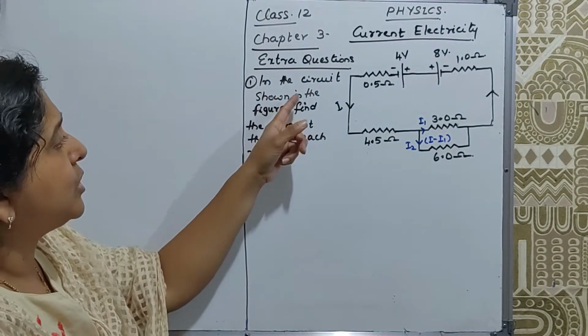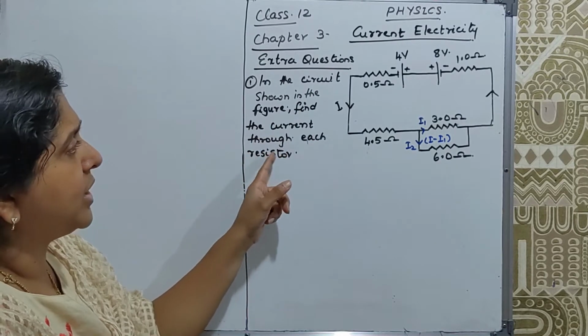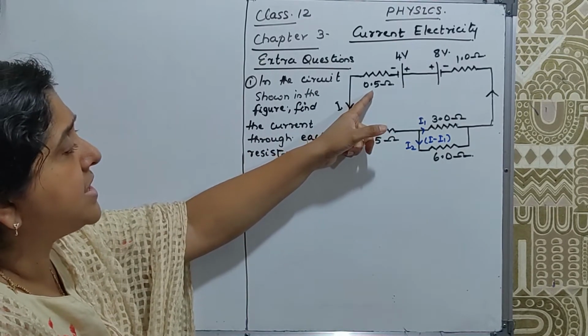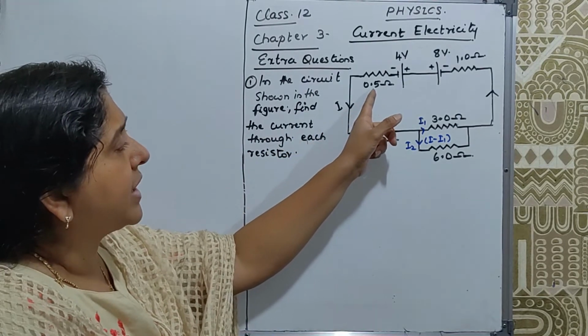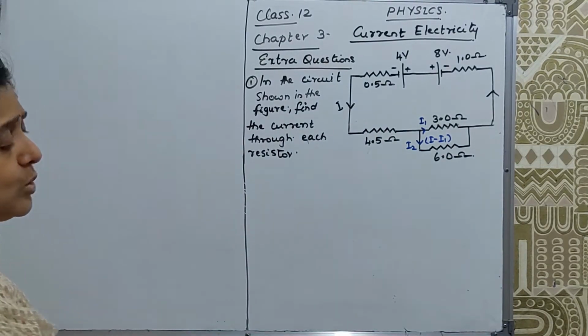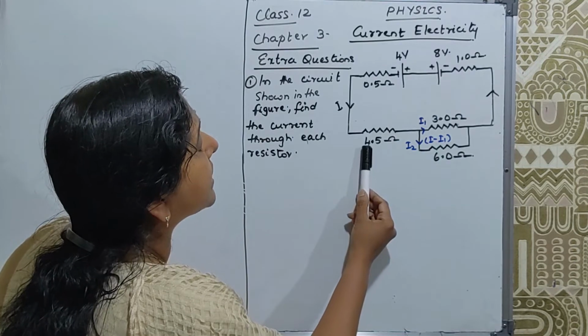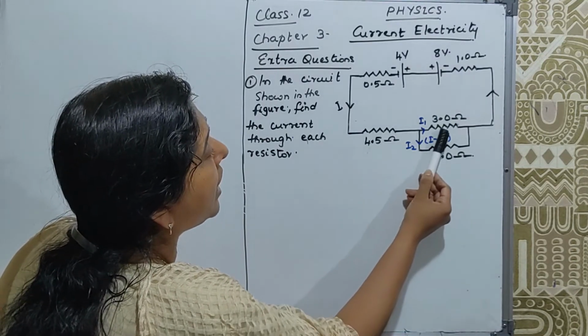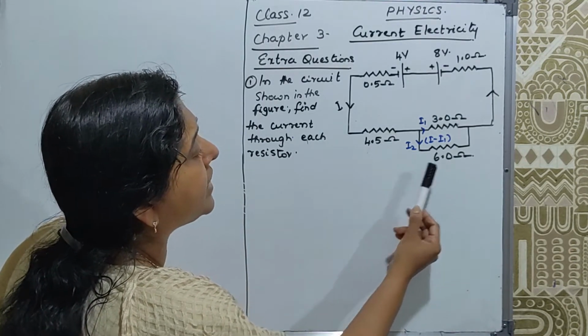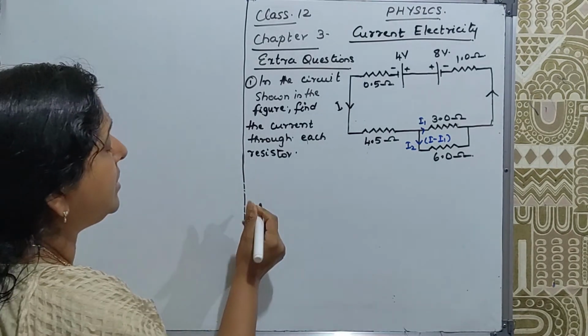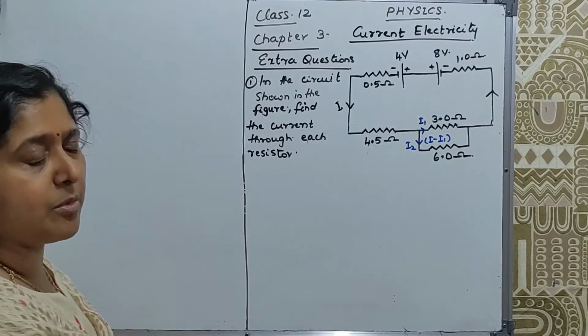In the circuit shown in the figure, find the current through each resistor. They gave the resistances: R1 equal to 0.5 ohm, R2 is 1 ohm, R3 is 4.5 ohm, R4 is 3 ohm and R5 is 6 ohm. So, we'll write that down. First, we will find out the total EMF.